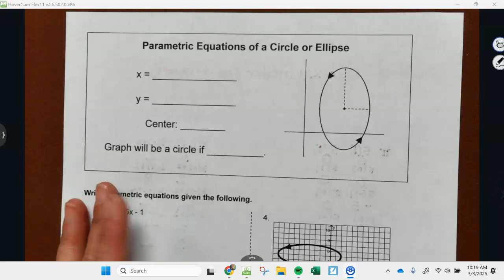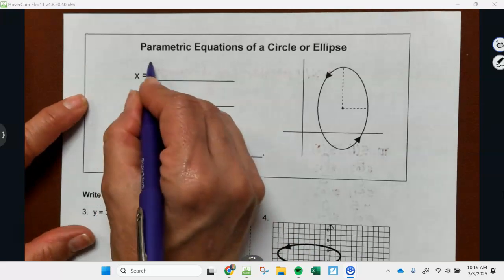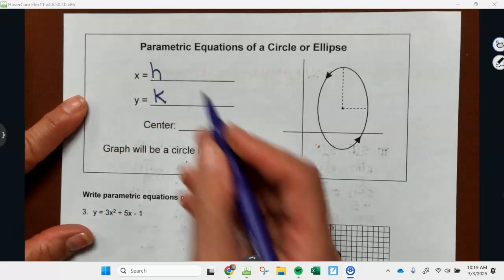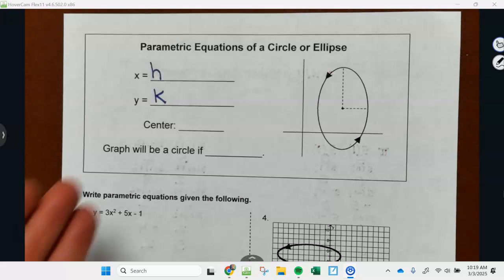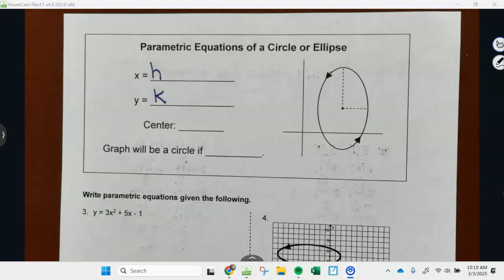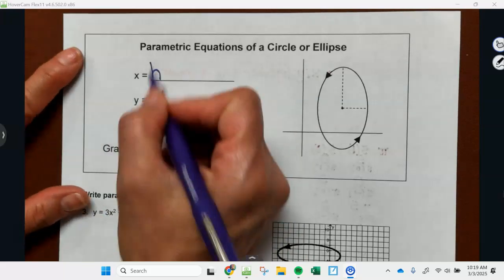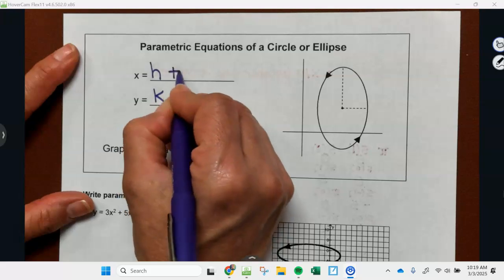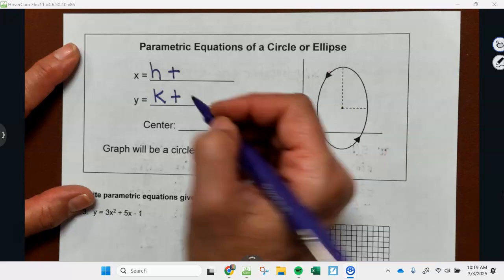Parametric equations, remember, always have the letter T. So H and K, your HK, are always opposite in your equations, because those are derived from parametric equations. That's why they're opposite. They are not opposite in parametric equations. So HK is always added to some scale factor for X and scale factor for Y.